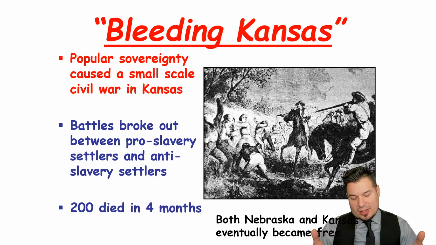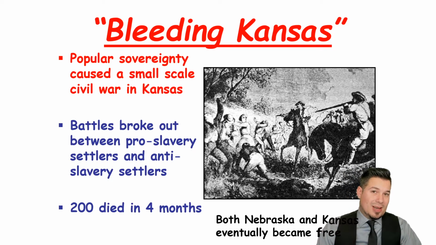What happens is that there is bloodshed between the people of both Kansas and Nebraska territories over slavery. Battles are going to break out between pro-slavery settlers and anti-slavery settlers, and over 200 are going to die in the course of 4 months. It is a legit war zone in Kansas at this point. Very famously, the Pottawatomi Massacre, led by John Brown, who was an abolitionist, someone against slavery, is going to be a very big event during this Bleeding Kansas.